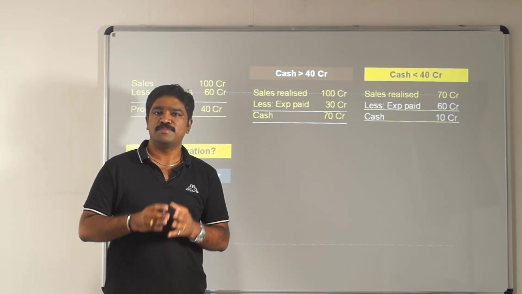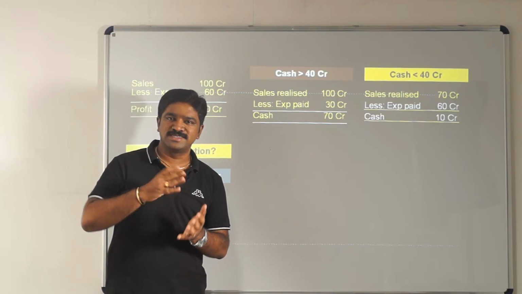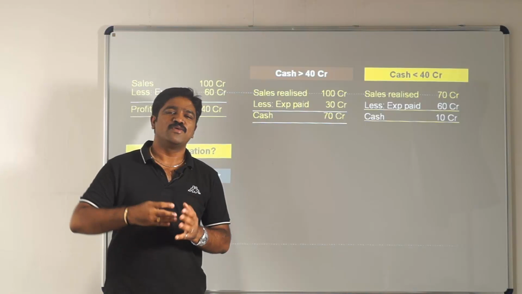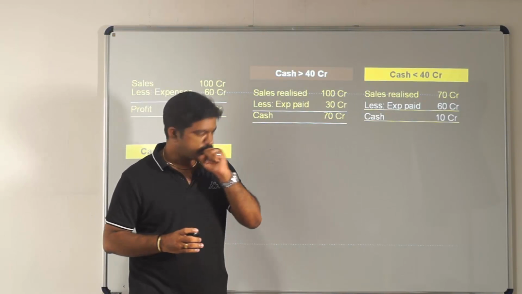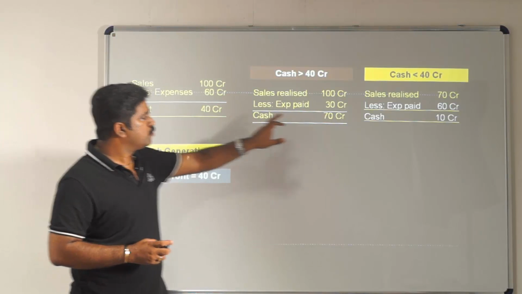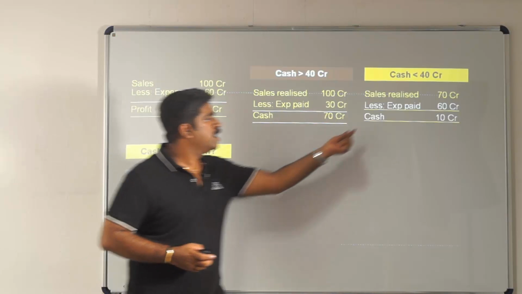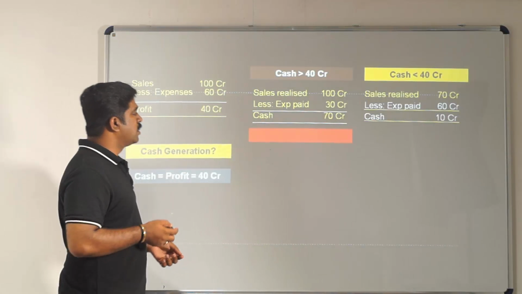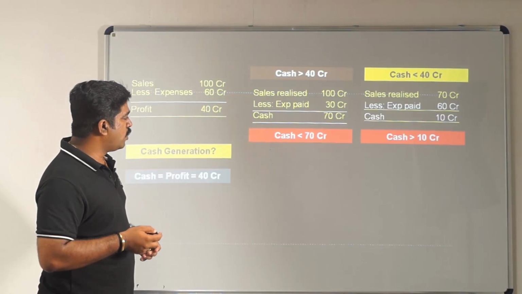Your financial statements, the balance sheet and income statement per se, will not communicate the exact cash flow movement. If you want to understand the exact cash flow movement, you have to go into the next statement, called the cash flow statement. Now let me give you some more numbers to understand how this 70 can come below 40 and how this 10 can go above 40. Let's see the scenarios where they can come below or go above.